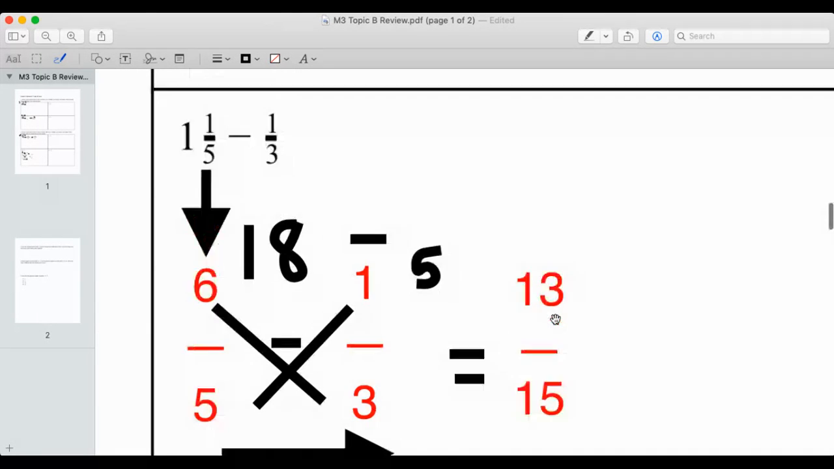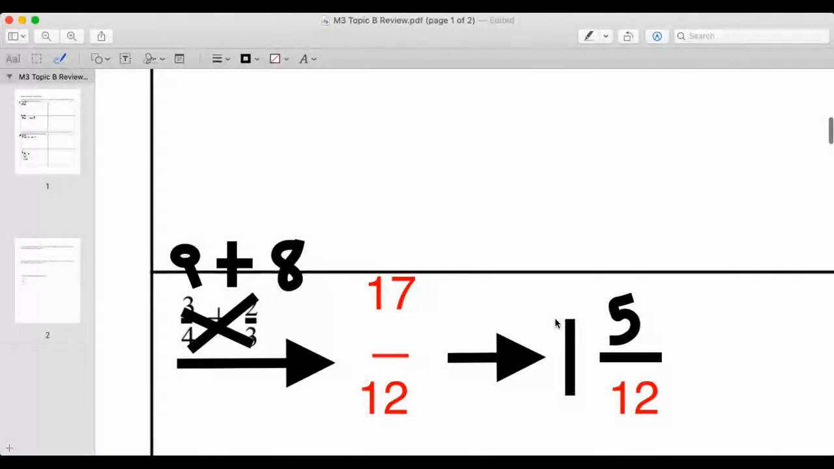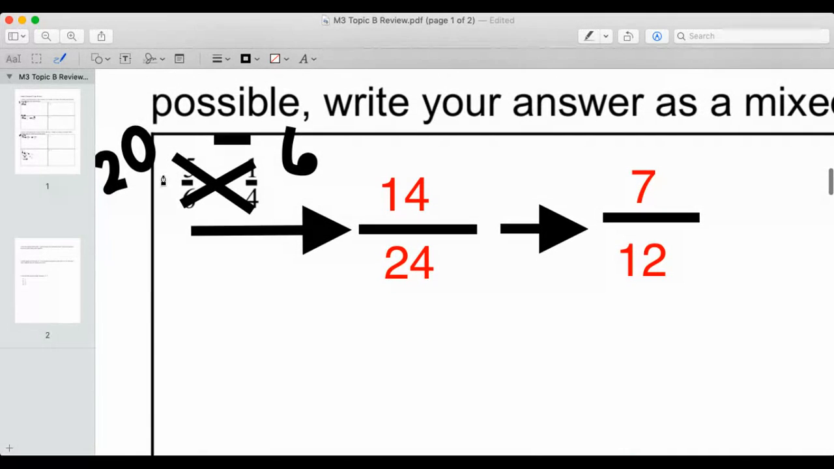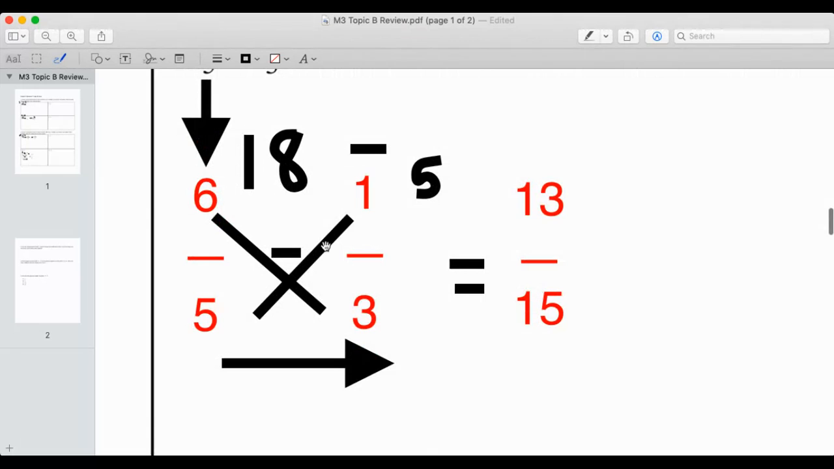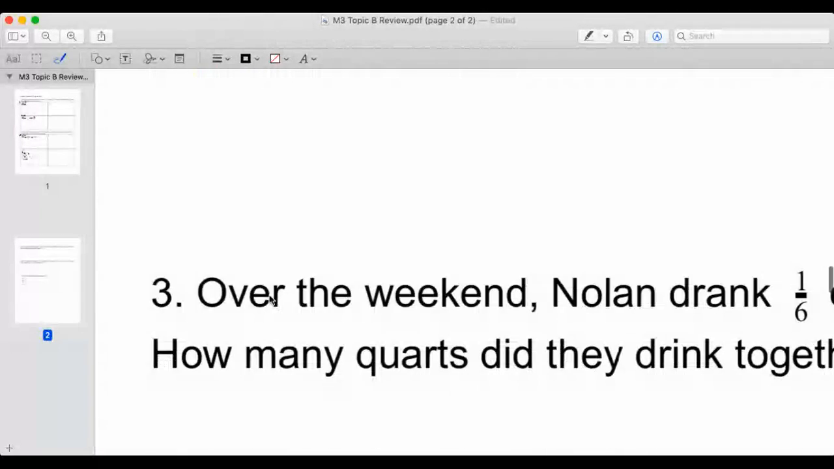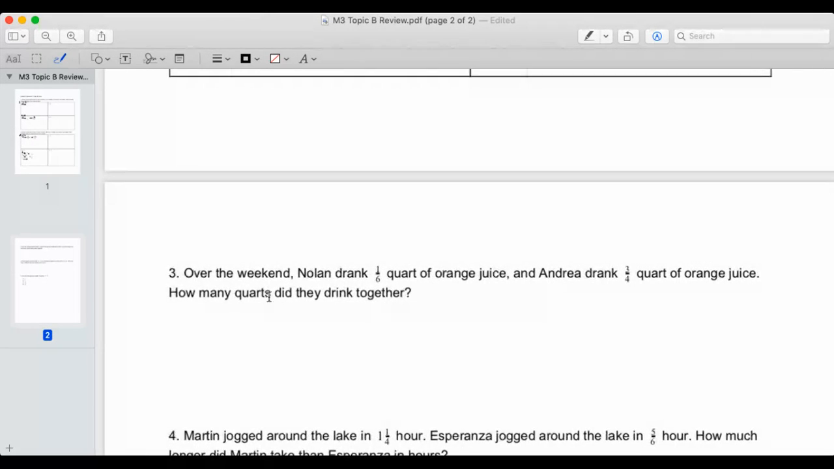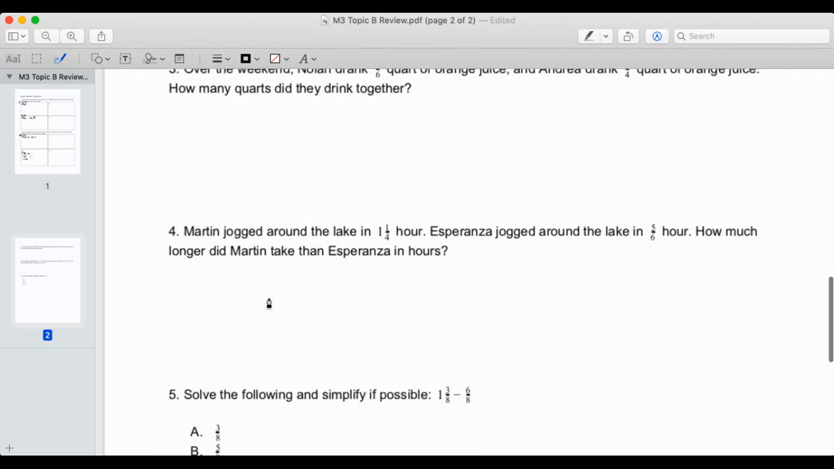So just to recap, the strategy for adding and subtracting is exactly the same. It's just your operation that's different. You're still multiplying across to find your new denominator and diagonally to find your new numerators. Then you just pay attention to your sign. So now let's talk about what does this look like when we're attacking a word problem. And we are going to do, let's do number 4 together.